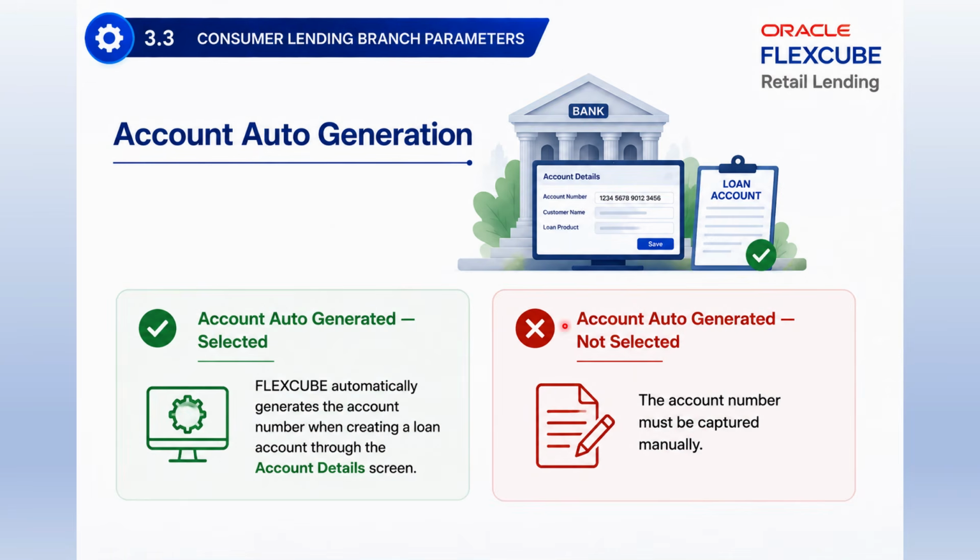Under auto generation, we have the account auto-generated option. If this option is selected, FLEXCUBE automatically generates the account number when we create a loan account through the account details screen. If the option is not selected, the account number has to be captured manually. So this parameter determines whether the loan account number is generated automatically by the system or entered by the user.